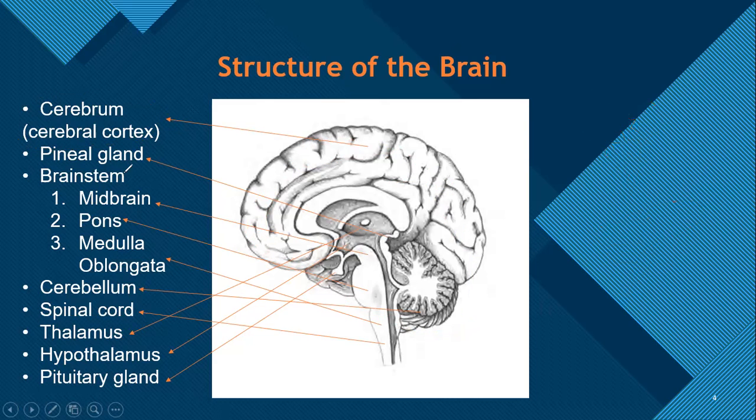Next, the pineal gland. The pineal gland is a very important gland, which we will discuss in the endocrine system. The pineal gland is one other part in the structure of the brain. Next to it is the brainstem. The brainstem is the connecting area to the spinal cord. So we'll see the spinal cord, which extends into the human body.